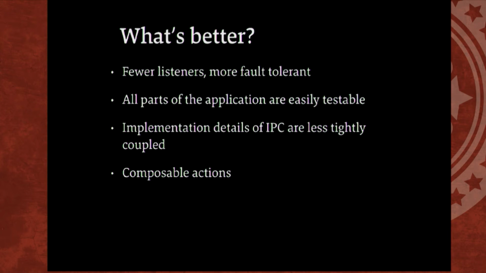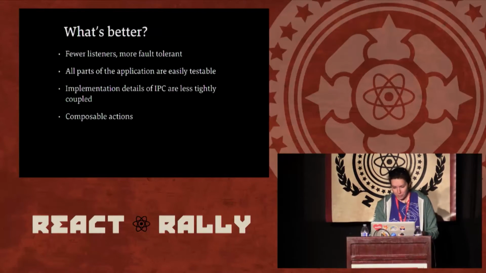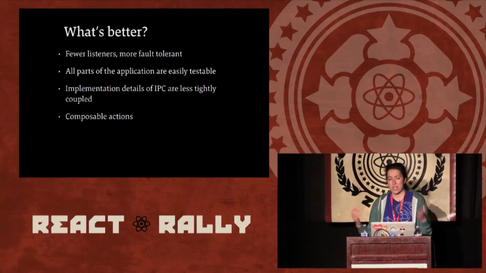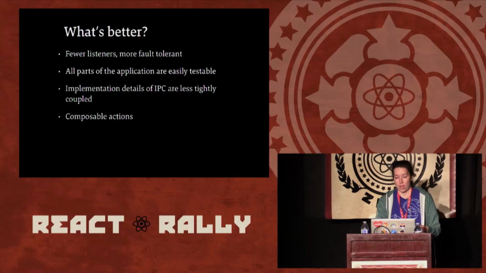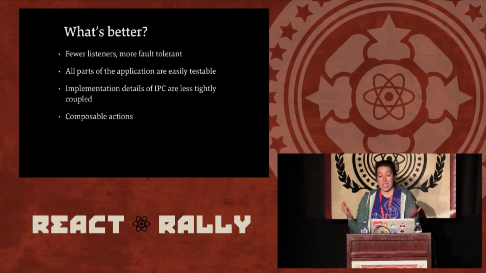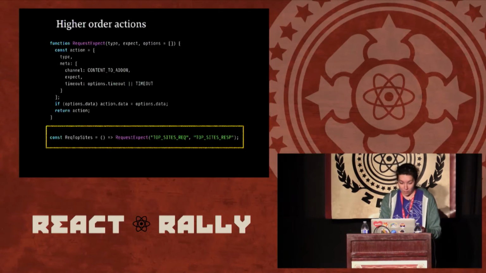If we decided we want to put our React Redux front end on a different back end, like for example, if we wanted to do activity stream for Chrome, or we wanted to make it just work on the web, we can do that a lot more easily because the implementation details of IPC are less tightly coupled from the expressions of what we want to do. And finally, because we're using a standard action format and a standard way of declaring how messages should be processed, we can compose those into higher order actions as well.